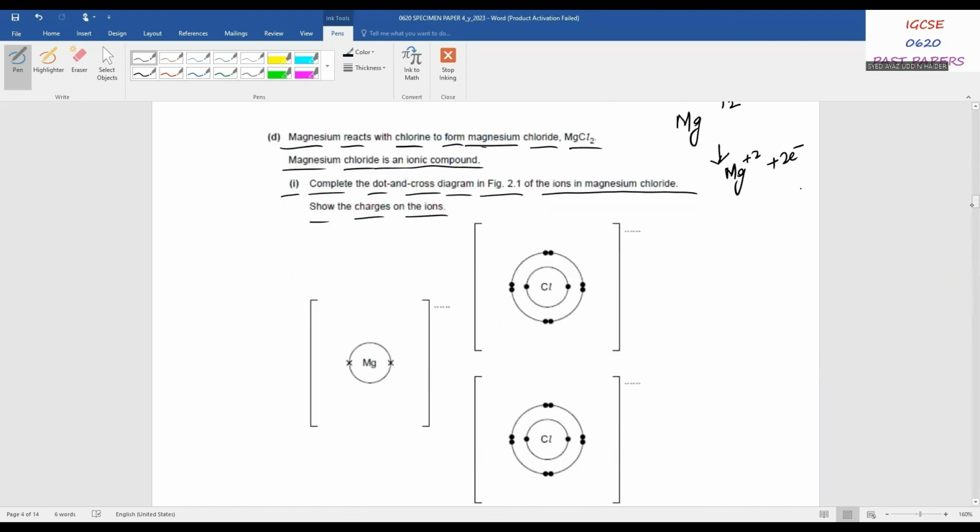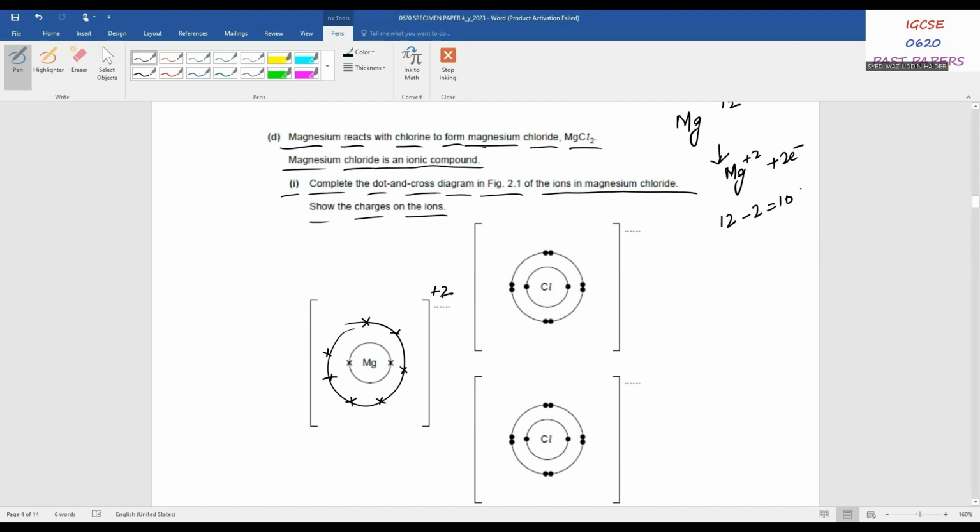So I'm going to draw the rest of the electrons for the magnesium ion. It is left with 10 electrons. So 2 is already shown, so you'll draw 8 more electrons. 1, 2, 3, 4, 5, 6, 7, 8. Also, you have to mention the charge on the magnesium ion.